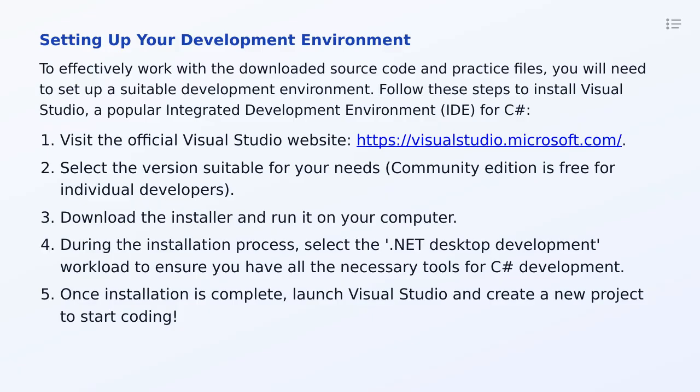https://visualstudio.microsoft.com. Next, select the version suitable for your needs. Community Edition is free for individual developers. Then, download the installer and run it on your computer. Then, during the installation process, select the .NET Desktop Development workload to ensure you have all the necessary tools for C# development. Finally, once installation is complete, launch Visual Studio and create a new project to start coding.